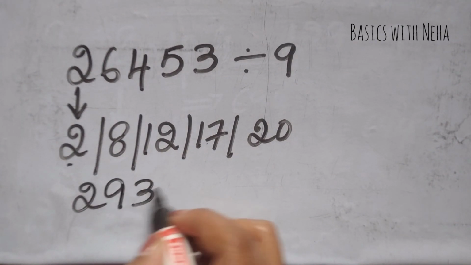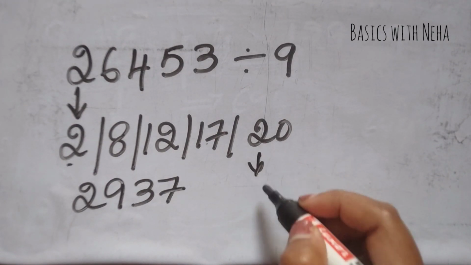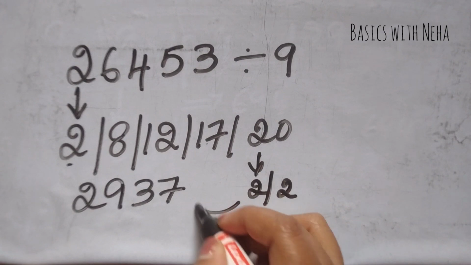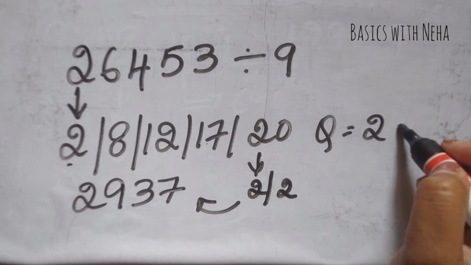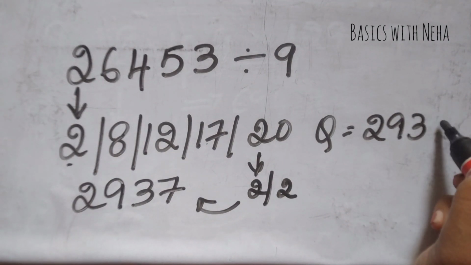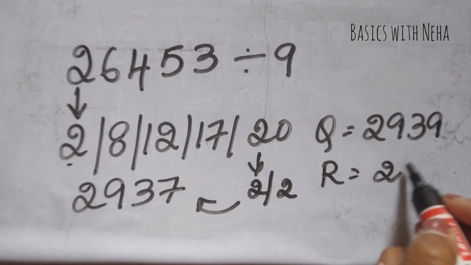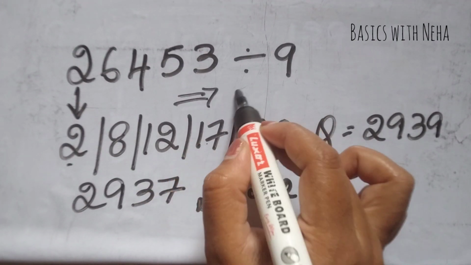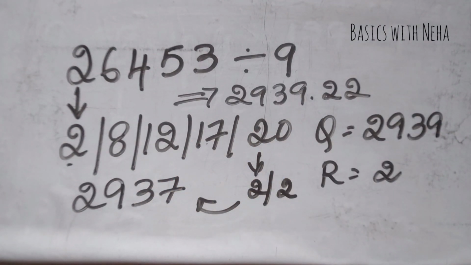9, 3, 7. And this 20, when I divide, it will be 2 come down as it is and 2. You have to add 2 to this. So then your quotient will be 2, 9, 3, 7 plus 2 is 9. And the remainder is 2. So then your final answer will be 2939.22.